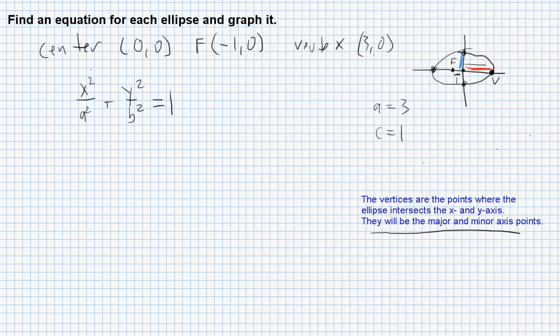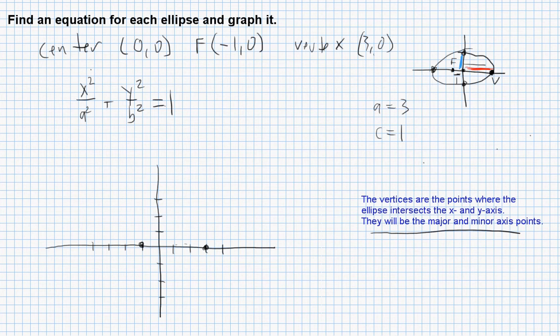Since we're going to be graphing this, let's go ahead and make our formal graph down here. Put this all down. 1, 2, 3, 4, 1, 2, 3, 4, 1, 2, 3, 1, 2, 3. Okay, good. So that's our little graph there. So the major vertex is out there. The focal point is there. Now, we're going to put 3.